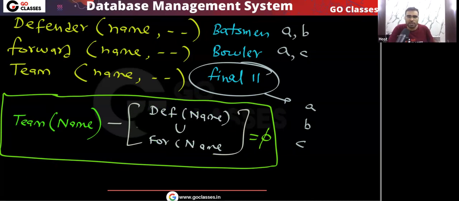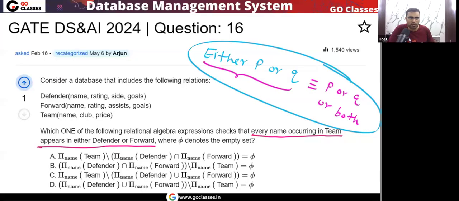Okay, is this clear to everyone? Please tell me. So what will be the answer? You can easily see that the answer will be option C. Yes or no? Option C is the answer.